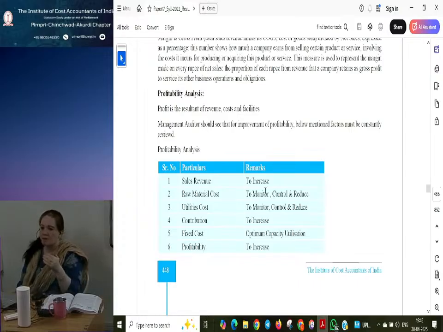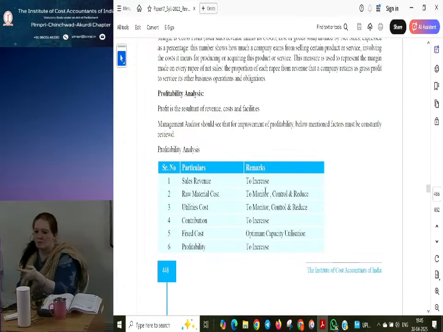Sales is basically your operational revenue. Then why do you look at raw material cost against profitability? It will help you to monitor, control and reduce the raw material cost. Because while you look at revenue percentages, they should be higher, and while you look at cost percentages, they should be lower. So the sales revenue percentage should increase, whereas raw material cost, when compared to profit, should reduce.